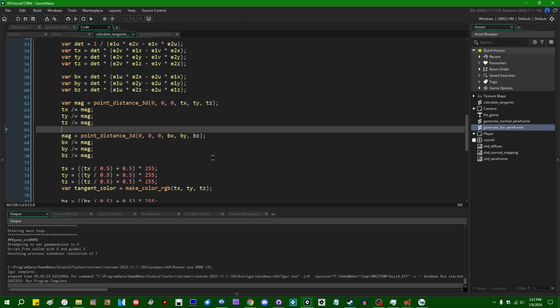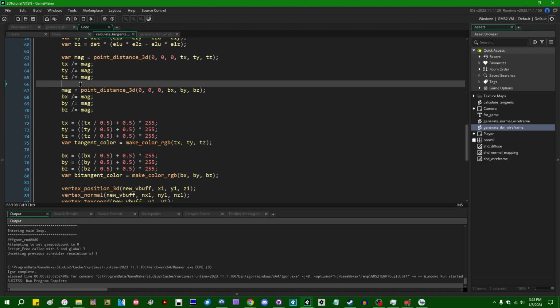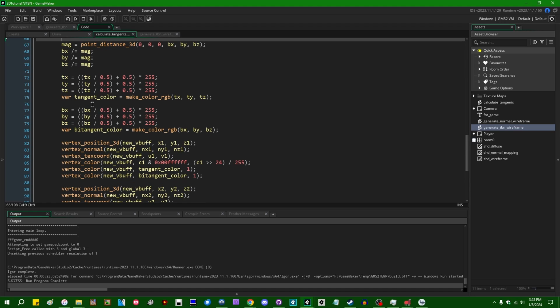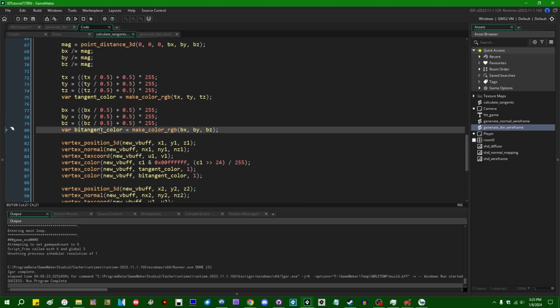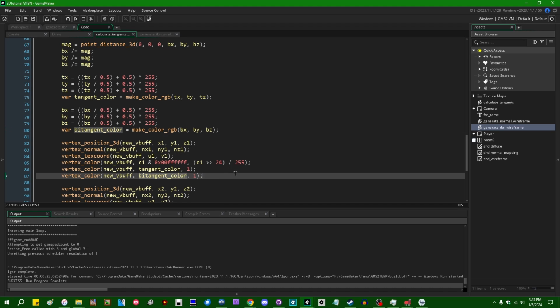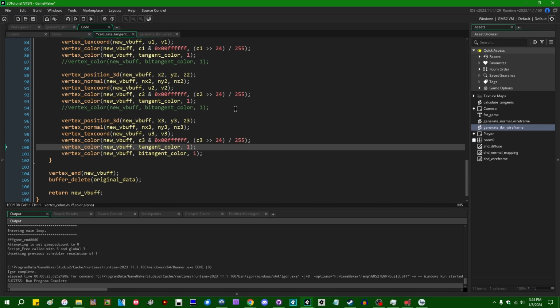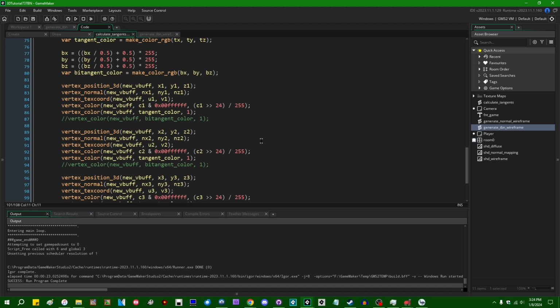I also mentioned in the beginning that once you have the normal vector and the tangent vector, you can just do a little cross product magic to get the bitangent. And if you want to save a little bit of time computing this, and save a couple of bytes per vertex, you could just omit the bitangent and calculate it in the shader.